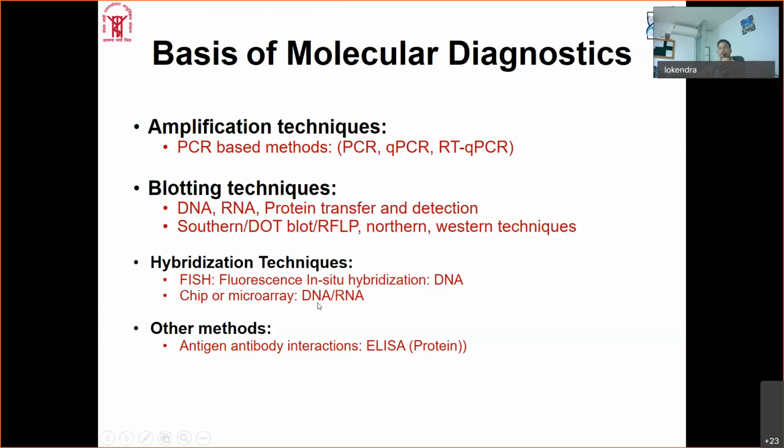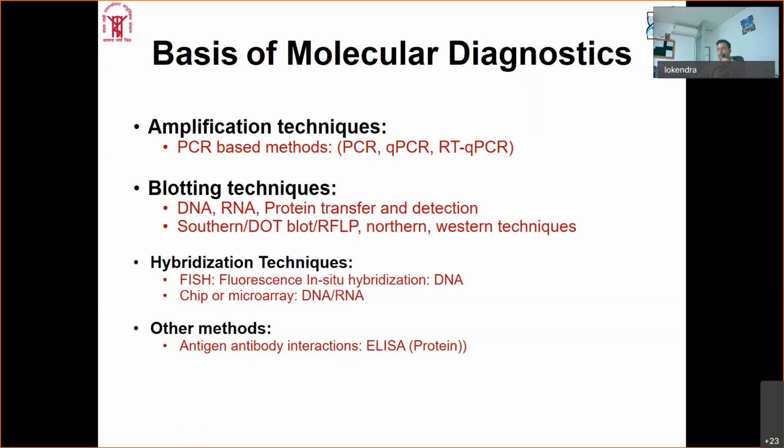Chip or microarray is a more advanced method in which there is high throughput identification of various gene sequences, whether it is used for sequencing purposes or for detecting gene expression profiling. So these are examples of hybridization techniques. Other methods can involve ELISA, which is very common. I think everybody knows that it is the antigen antibody interaction.